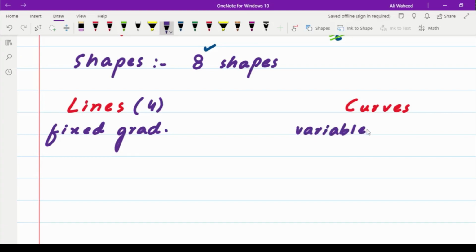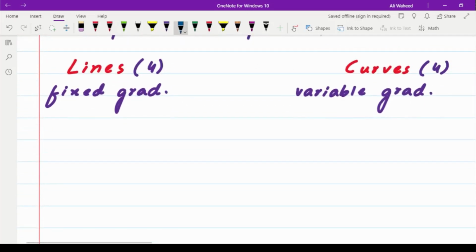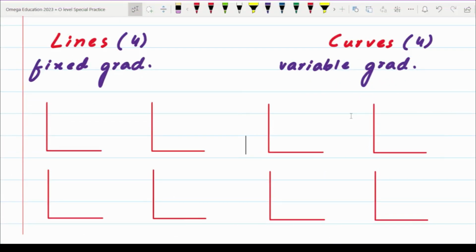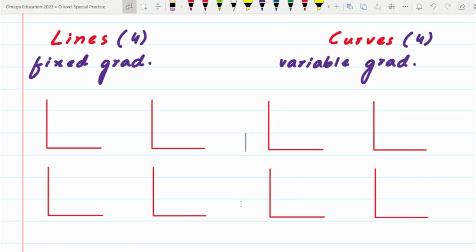If the gradient of the graph is different at different points, that means it is not a straight line, it is a curve. And how many curves do we have? We have 4. So let's talk about the 4 straight lines and 4 curves. 4 lines and we have 4 curves. So how many total shapes would we have? 8. And any graph in the world would be composed of these 8 shapes.